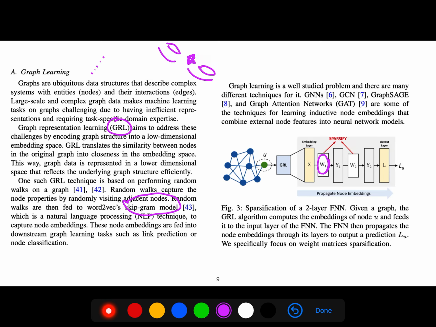So here we have these sparsifiers. You see the sparsification of a two-layer FNN. Given a graph, the GRL algorithm computes the embeddings of node U and feeds it to the input layer of the feed-forward neural network. It then propagates the node embedding through its layers to output a prediction L sub U.